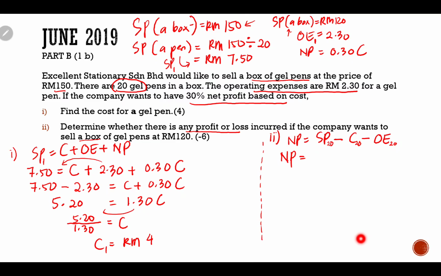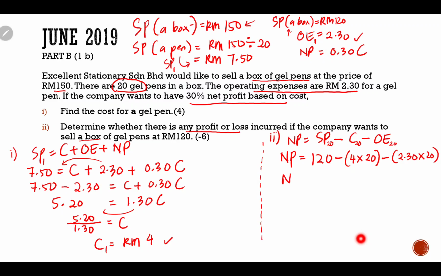So here the selling price for 20 is equal to 120. But for the cost of 20, we only have the cost for one. So what you need to do is multiply the 4 ringgit cost for one by 20 gel pens, minus operating expenses, we have 2 ringgit and 30 cents for one gel pen, so here you just multiply 2 ringgit and 30 cents by 20 pens.